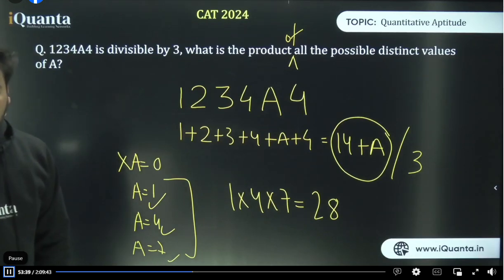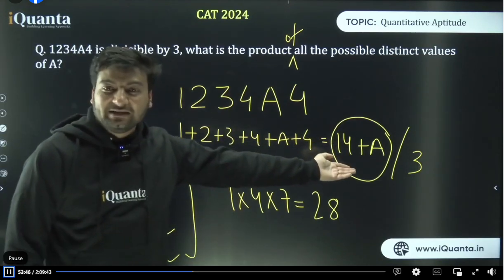Somebody is answering 80. No, that is not correct. Why not 9? If you put 14 plus 9, that is 23. 23 is not divisible by 3.